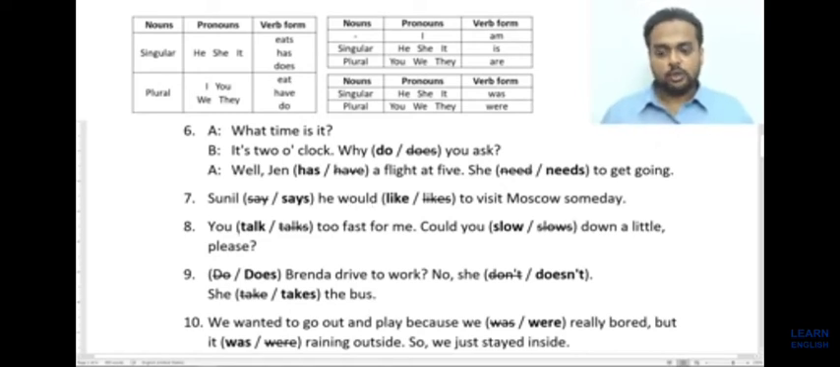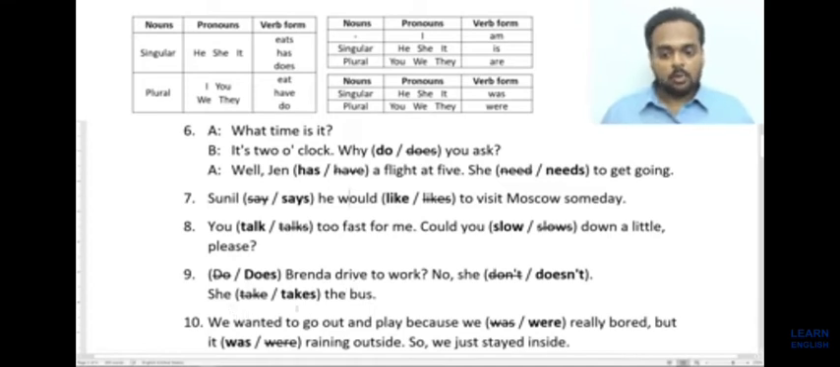Number 8, you talk too fast for me. Could you slow down a little, please? Number 9, does Brenda drive to work? Again, Brenda is a singular noun, so we need to add s to the helping verb do. So we make it does, and then we make a question with that. Does Brenda drive to work? No, she doesn't. She takes the bus.